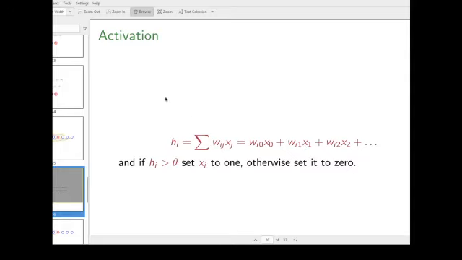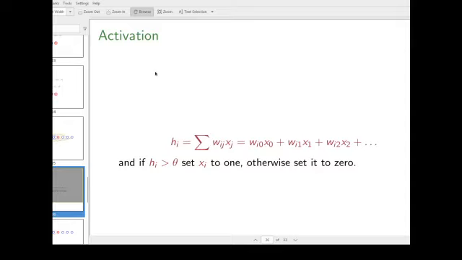This symbol here, the sigma, is a sum, and so HI is equal to WI0, so this is the ith neuron, there's a contribution from the 0 neuron, WI0 x0, so that gives you WI0 if x0 is 1, and 0 if x0 is 0, plus WI1 times x1 plus WI2 times x2, and so on.